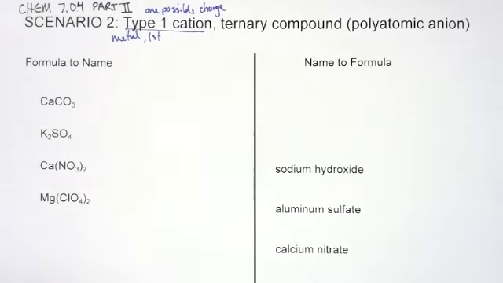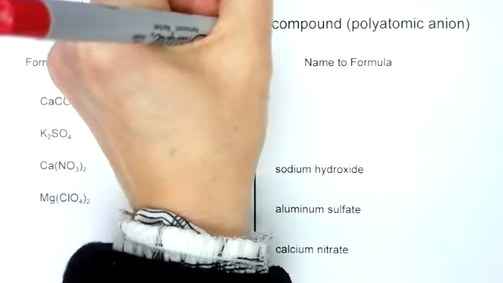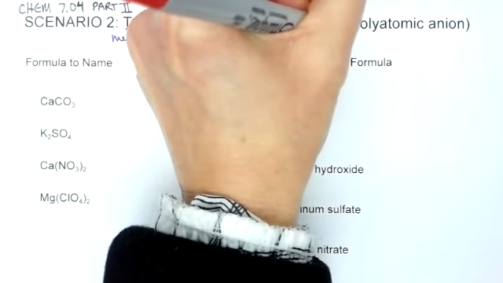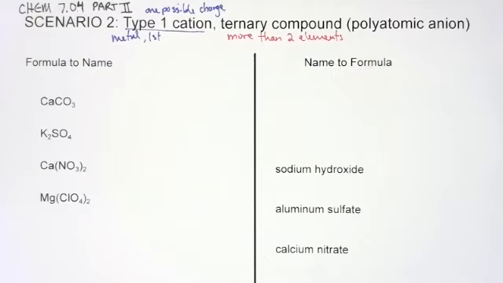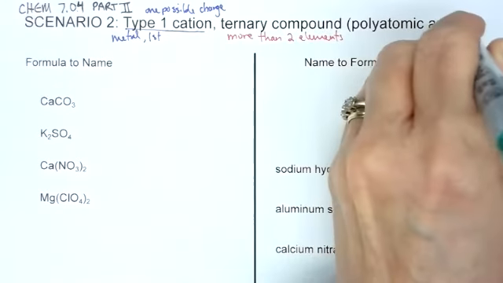Now, in the last video, we talked about having a binary compound, which meant you just had two types of elements. Ternary means you have more than two elements. And in the cases where you have something that's ternary, you have a polyatomic anion.